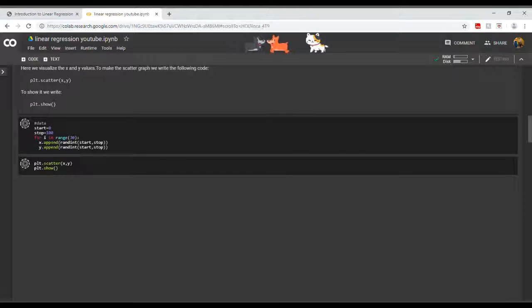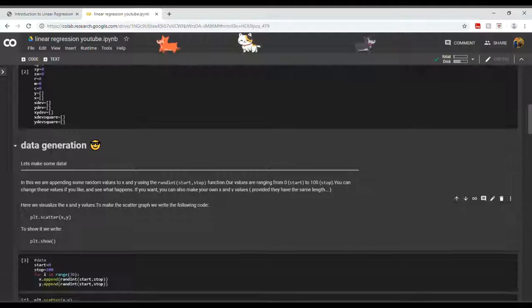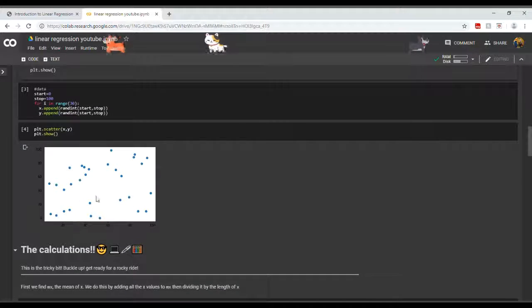plt.scatter(x, y). So we take in the x values from this right here. You see the x and y arrays, and you make a scatter plot of them like this. This is the scatter plot. But we want to show that plot, don't we? We want to show it on the screen. So what we do is we call show.